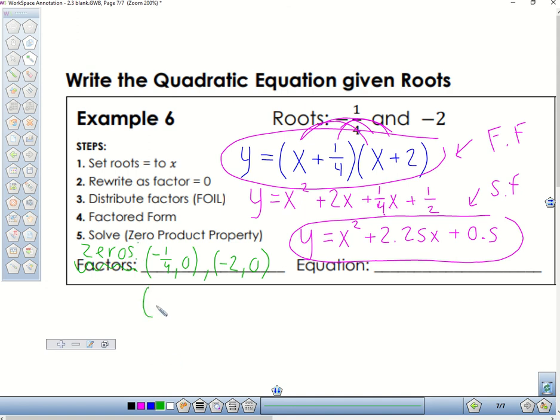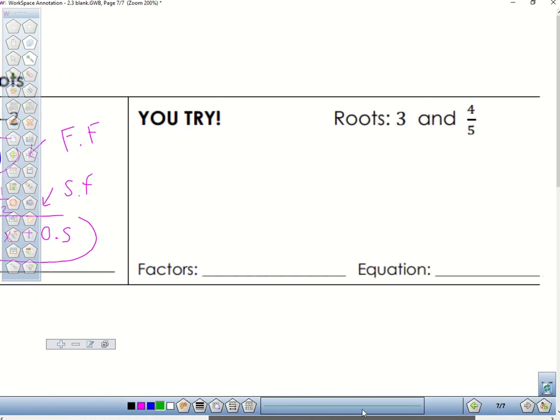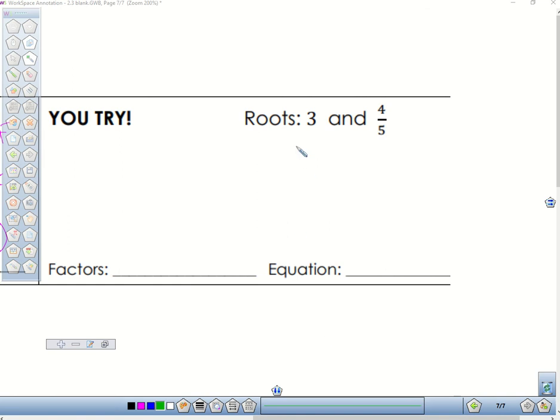Factors are going to be like x plus 1/4 and x plus 2. Those are the actual factors, but the zeros are when you write them as the ordered pair. The factors are the two pieces we set equal to 0, yes. So for the next one over here, we would do the same thing to write the equation. If we want the zeros, I should write them on a separate line, because I don't want to throw anybody off with that terminology. The zeros are just going to be 3, 0, and 4/5, 0.